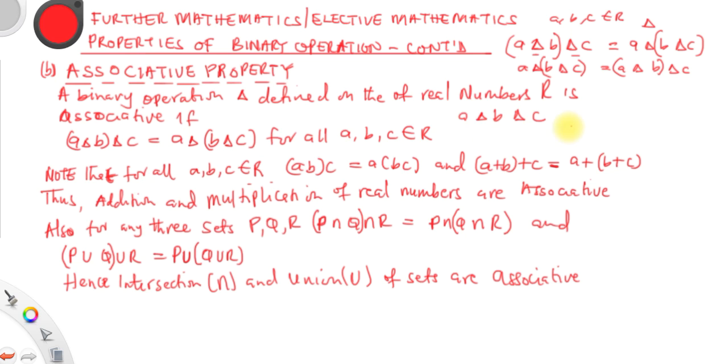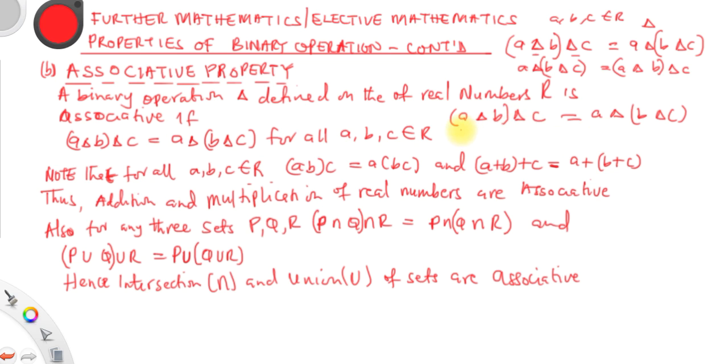If you have these three elements you want to evaluate, we can evaluate the first two, and the answer you get is combined with the last element. Or you can evaluate the last two, B triangle C, and the answer you get is combined with the first. So irrespective of how you evaluate the order.